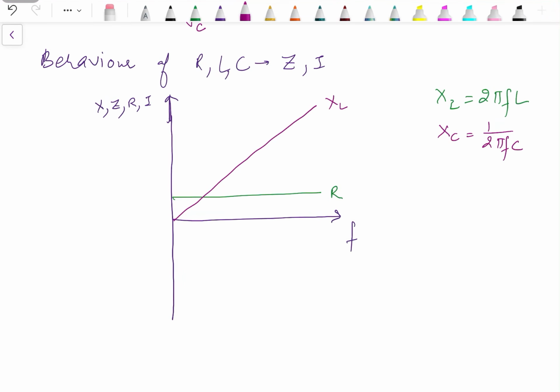Now since this capacitive reactance has opposite nature to inductive reactance, it will be represented in the fourth quadrant. So this is a variation of XC. Now XL minus XC, that is the resultant XL minus XC, is like this. So at this point, when XL minus XC is 0, that corresponds to the resonant frequency F naught. At that time, impedance is equal to resistance only.